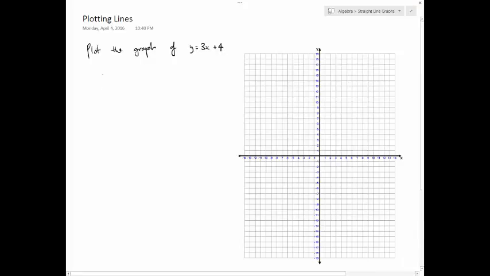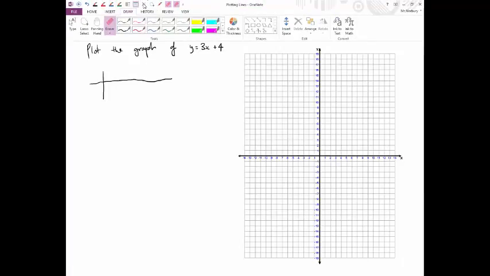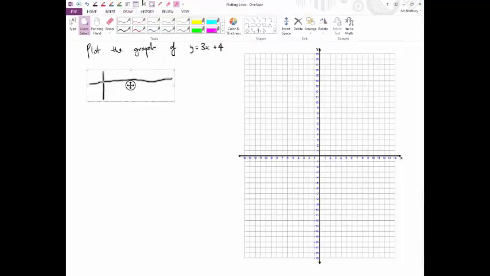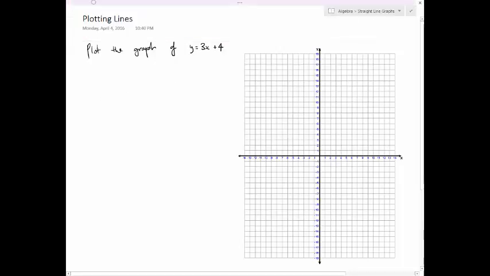Now, assuming the exam board doesn't give you a table, the first thing that you should do is create a table. I have to say that's the worst line there for a long time, so let's do that one again. So here we have a table, and we're going to have our x values on the top and our y values on the bottom.